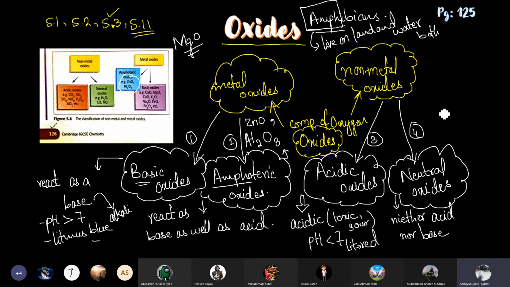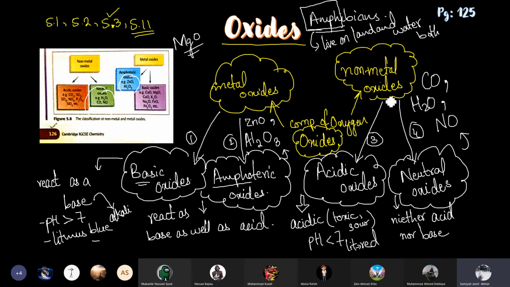There are very few neutral oxides which you can learn. There are 3 neutral oxides and all 3 are written again in this diagram. They are carbon monoxide, which is a neutral oxide. H2O, water, is a neutral oxide. Water is an oxide of hydrogen, and it's neutral. And then we have nitrogen oxide, NO, not nitrogen dioxide, simple NO. So these three, carbon monoxide, nitrogen oxide, and water, are neutral oxides.